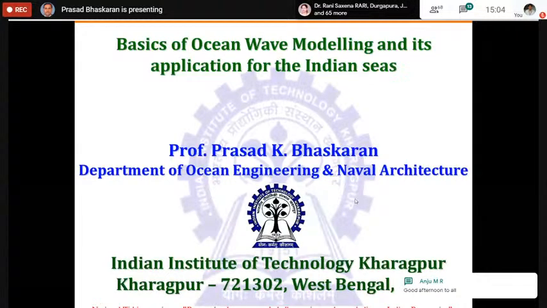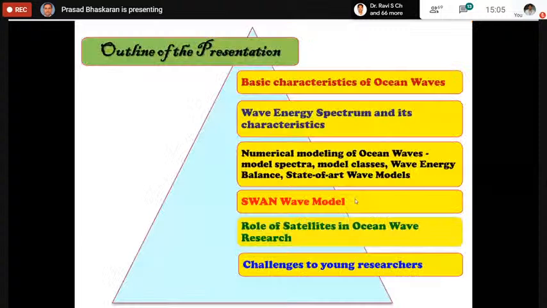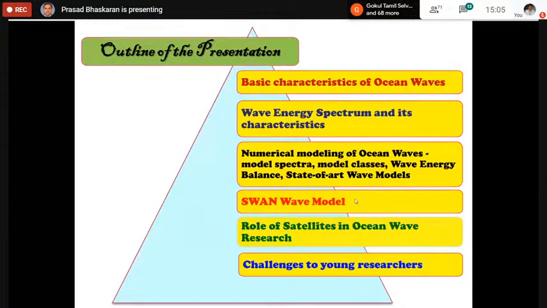So the topic will be on basics of ocean wave modeling and its application for the Indian seas. So this is the outline of my presentation today. I'll be starting with the basic characteristics of ocean waves. Then I will be dealing with the wave energy spectrum, why it is important and how it is relevant in understanding the characteristics of ocean waves.